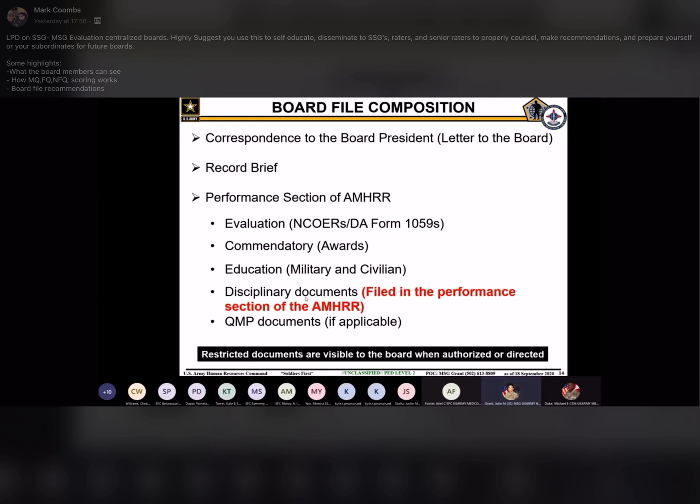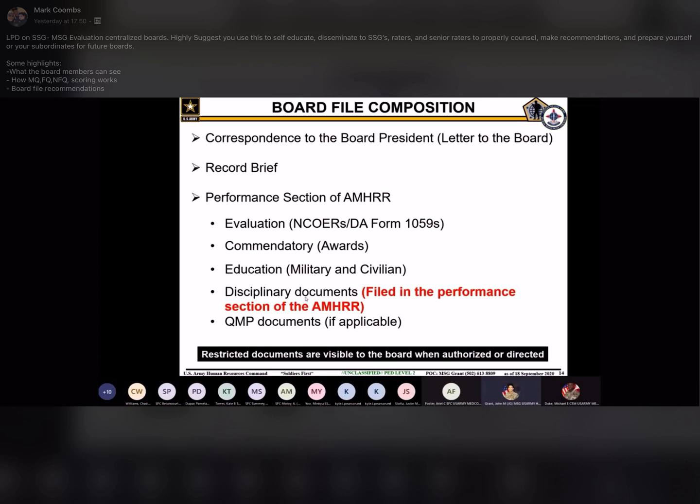They can see all your NCOERs. If you got 30 NCOERs, they will see all 30 NCOERs. Now, do they have to look at all 30? No, but they do have the access to look at more than 5 if they choose to.